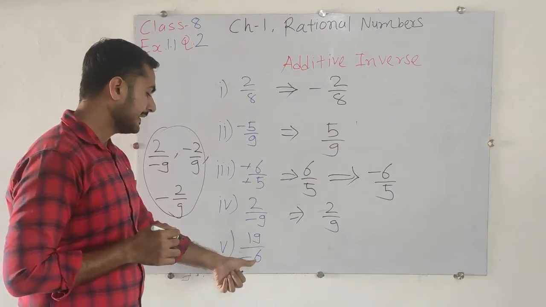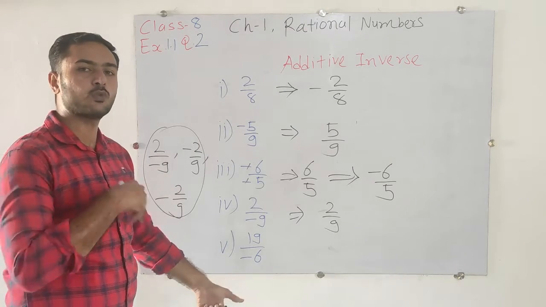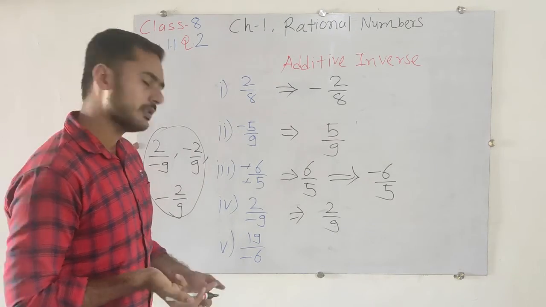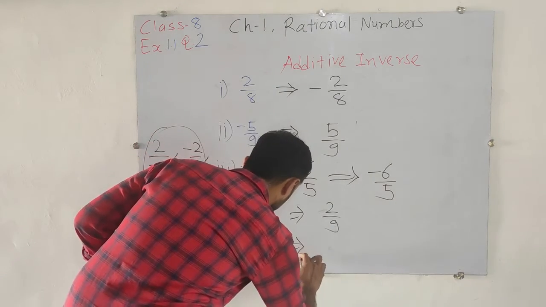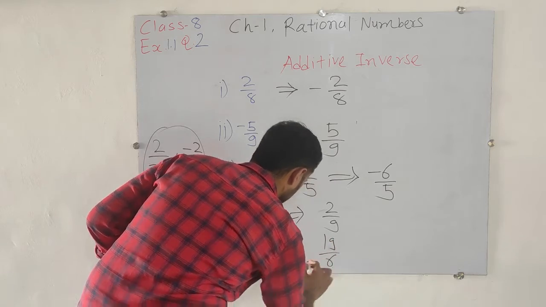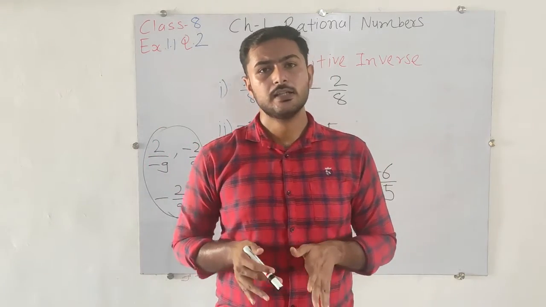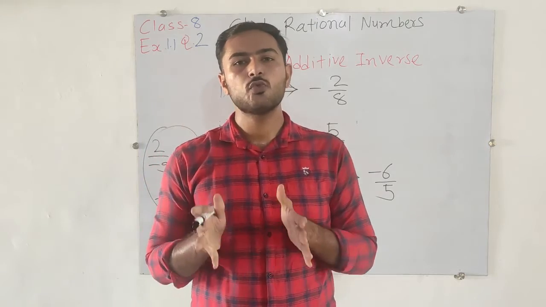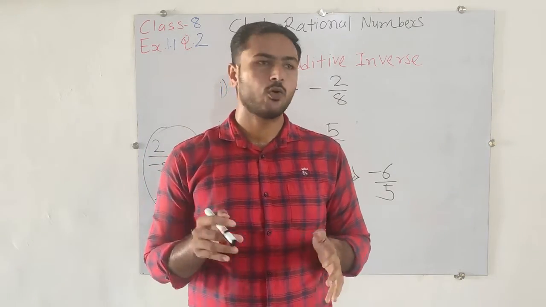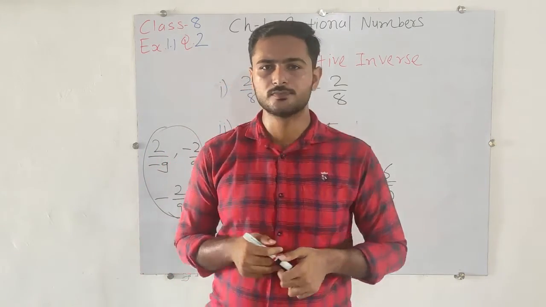The same for 19 upon minus 6. So what will we write? 19 upon 6. So here question number 2 is completed. Just try to understand very well what additive inverse is, and now pause the video and note it down.